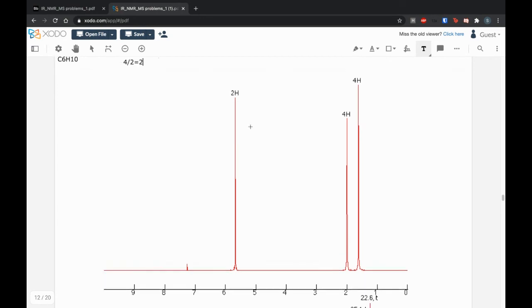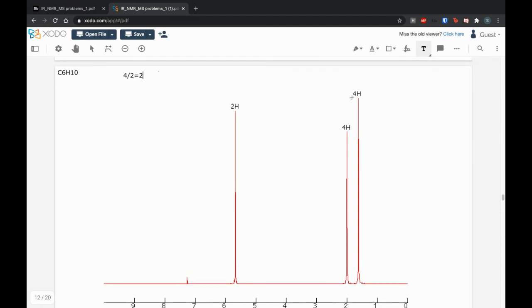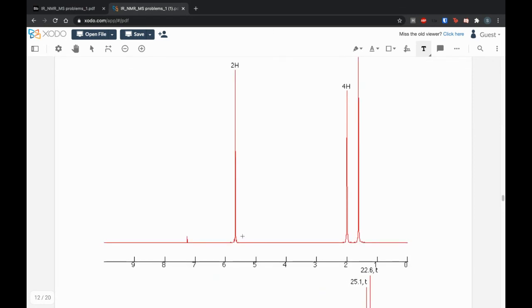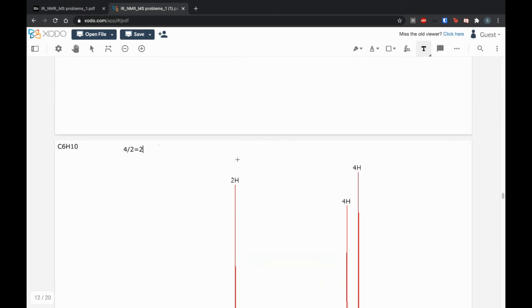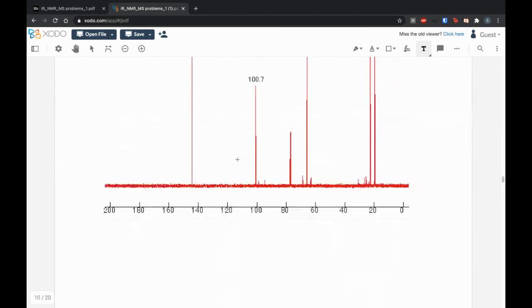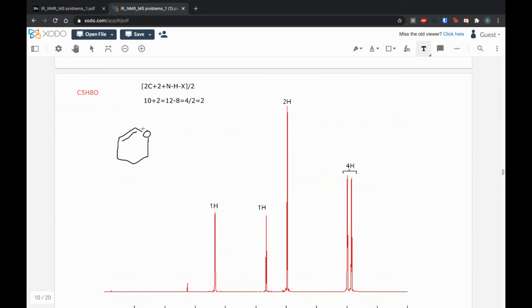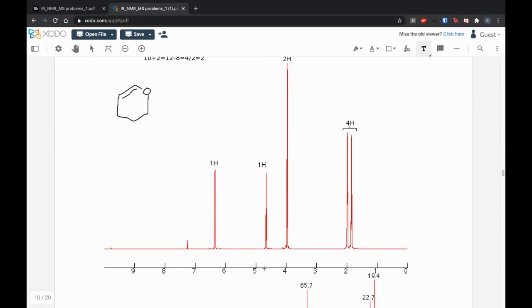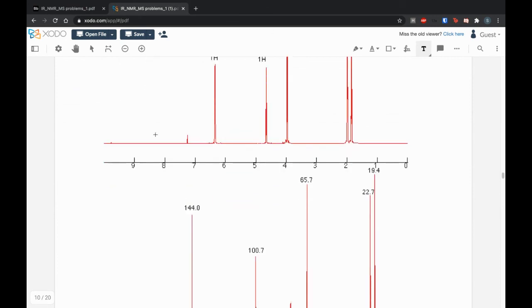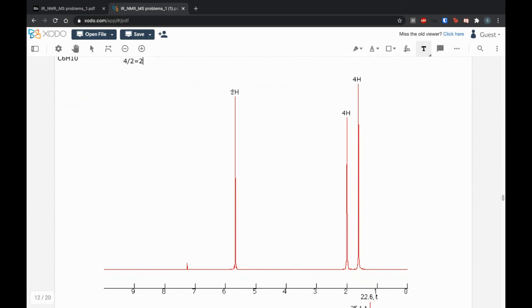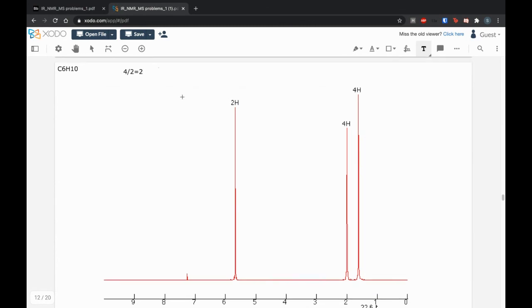4H, 4H, 2H. Okay, so some type of symmetry. And they're all CH2s. And this one is very high. So if you notice, even from the other one, right here, these 2 hydrogens, they're close to 5 to 6, right? That 5 to 6 range is actually your double bond hydrogens range. So because we see similar patterns here, 5 to 6, I'm going to assume there's a double bond again.